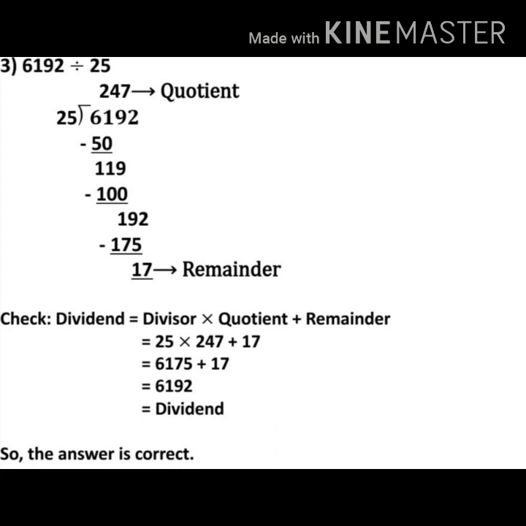Now we use the formula: dividend is equal to divisor into quotient plus remainder. Now we substitute these values. After substituting the values, we will get 25 multiplied by 247 plus 17. After multiplication, we will get 6175 and plus 17 as it is. After addition, in the next step, we will get 6192, that is equal to the dividend. That means our answer is correct.